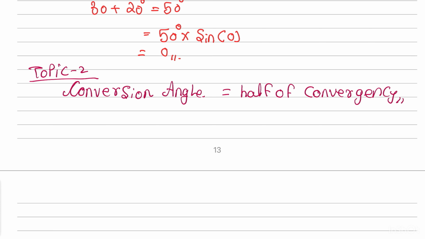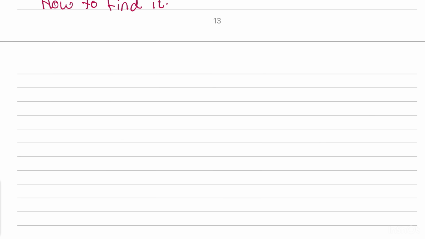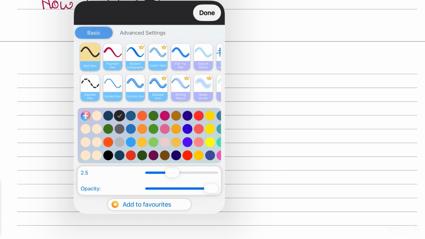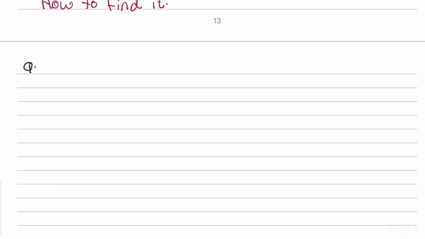Anybody know what a conversion angle is? Everybody knows. It is half of the convergency. If your convergency is 18, your conversion angle would be 9. If it's 30, the conversion angle will be 15. The half of convergency is the conversion angle. One sum we will do on that also. So let us take our question number 2, and let us understand the first question of this.